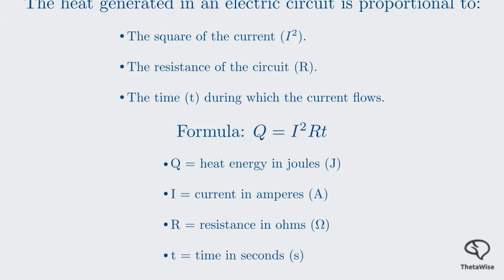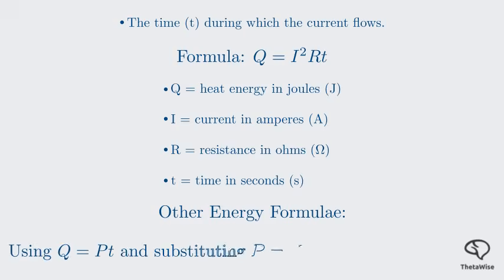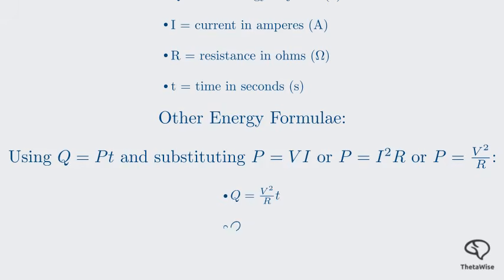Since we know that power is the rate of energy consumption, P equals Q over T or Q equals P times T, we can derive other useful formulas for heat energy. By substituting our various power formulas, we can also say that Q equals V squared over R times T, or Q equals VIT. Having these different formulas is incredibly helpful as it allows us to calculate energy regardless of which variables we are given in a problem.